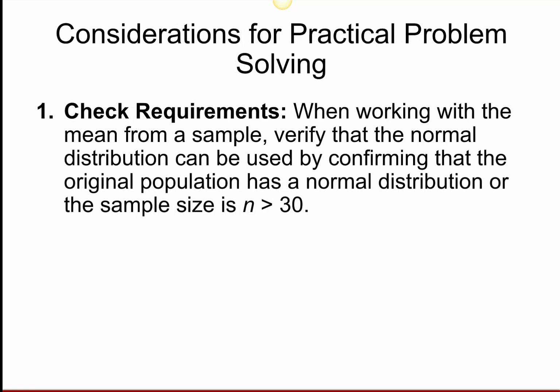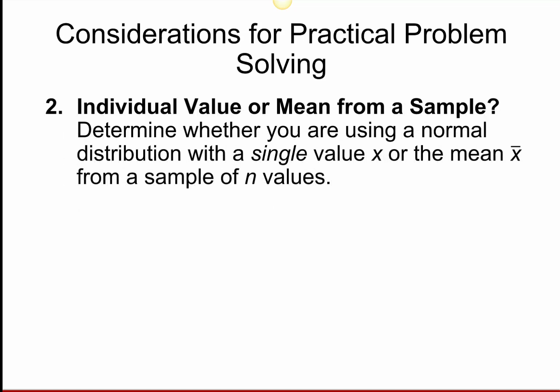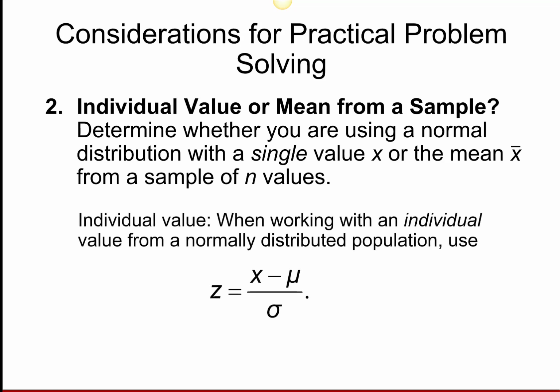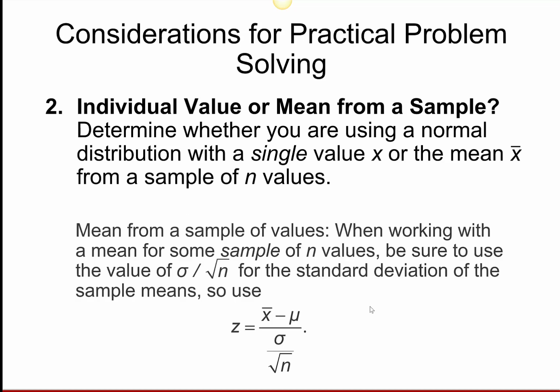So when you're doing practical problem solving, you want to check your requirements. You want to verify that the normal distribution can be used by confirming the original population had a normal distribution, that would be stated, or that you have a sufficient sample size that is greater than 30. And then you want to determine whether you're working with an individual value or a mean from a sample, because it's going to determine which z-score you'll be working with. Remember, for an individual z-score, you're going to divide by sigma, and when you're working with a sample, you're going to adjust with a standard deviation of sigma divided by the square root of n.